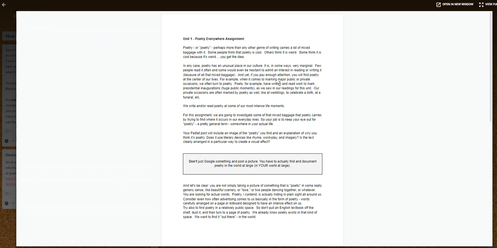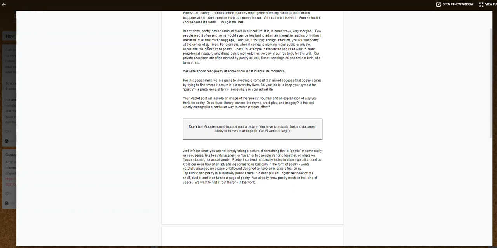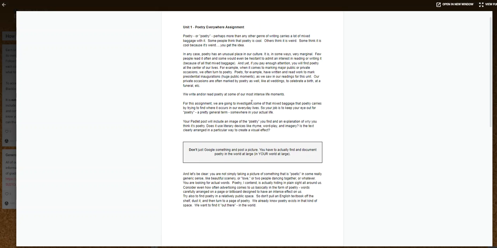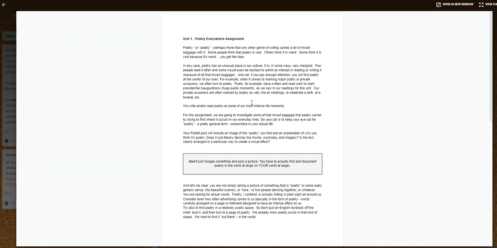You can take a picture in real time as you discover something that you can argue, make the argument in your Padlet post that you think is poetry. And again, like the assignment says, obviously you're not just Googling a picture or something that you're going to find. You have to actually find this in your real life. And remember, we're looking for poetry, not just something that's poetic, like it's a beautiful scene or whatever.